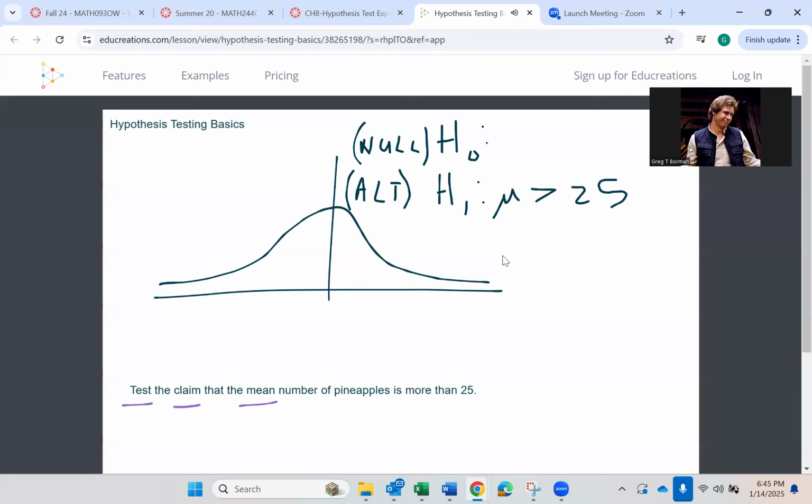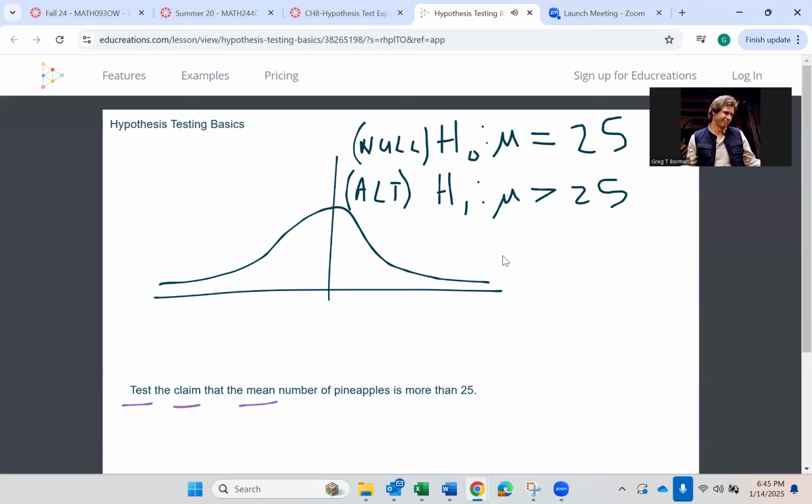And by default, the null hypothesis always does have an equal sign. Again, same parameter, mu, and it'll always have the same number, in this case 25. And it always has an equal sign every time. So H1, the alternative hypothesis, never has the equal sign. H0, the null hypothesis, always has an equal sign.